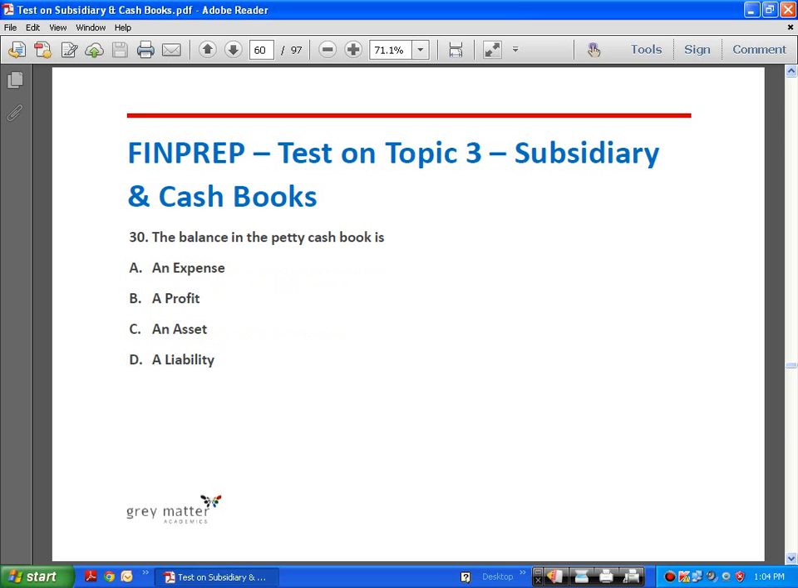Next, question number 30. The balance in the petty cash book is, right? So we'll all be tempted to answer it as an expense because we think the term petty cash means it doesn't have any value. That's not right. Petty cash means cash that is used to meet petty expenses. So the balance in the petty cash book is an asset. It is very much cash which is added along with the cash balance that we get from balancing the main cash book, and it is shown as an asset in the balance sheet. So answer is C.